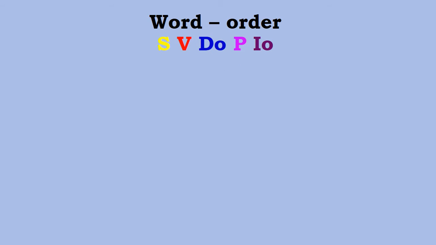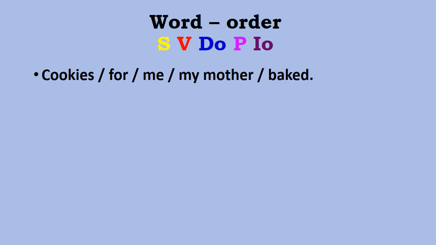Let us now do subject, verb, direct object, preposition, indirect object, this word order. I just spoke about use of prepositions in the sentence. Cookies for me my mother baked. Here, who's the doer of the action? My mother. So she becomes the subject, my mother. And what did she do? Verb is baked. Direct object will be, what did she bake? Cookies is the direct object. After that, the preposition for, and then the indirect object me. Our sentence becomes: my mother baked cookies for me.